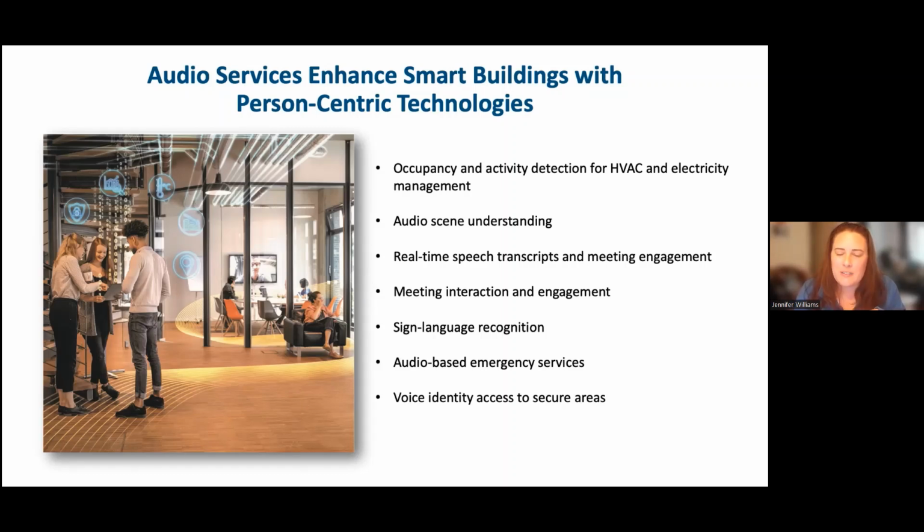Some examples of the types of things we'd like in a smart building are occupancy and activity detection for heating, ventilation, air conditioning, and energy management. I'll give an example of that in a minute. Also audio scene understanding. So if a person walks in, let's say that they can't see or they can't hear, then we would have some automatic services in the smart building that could provide information about what's going on in the building. We could also get things like real-time speech transcripts and measures of meeting engagement.